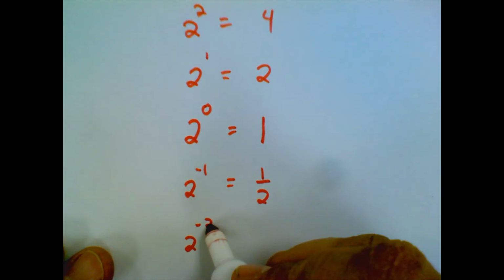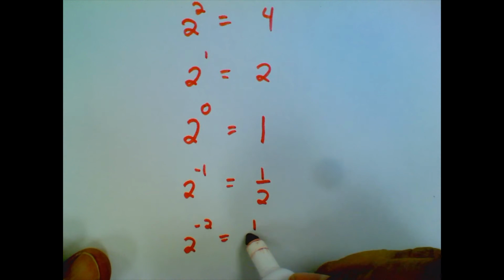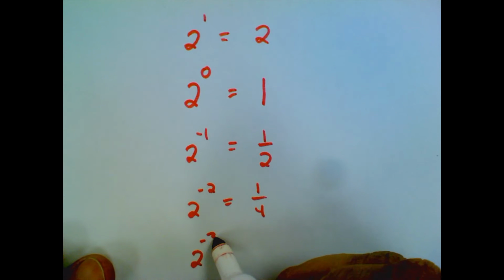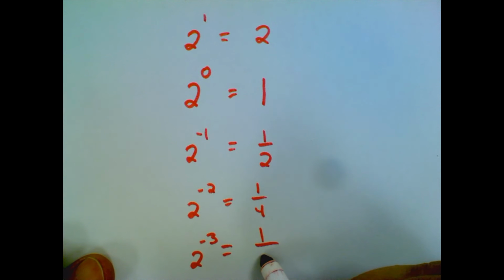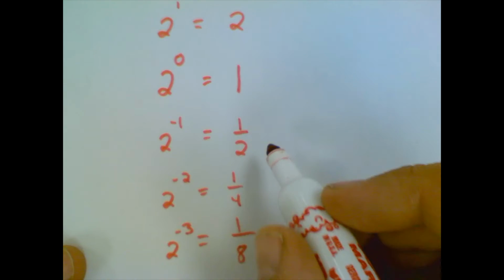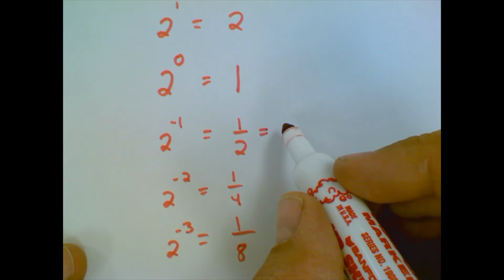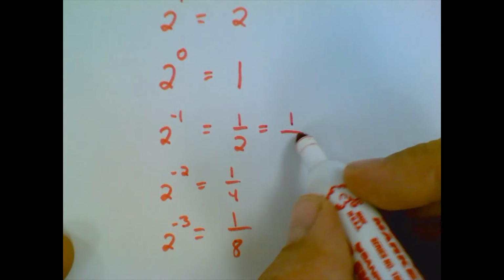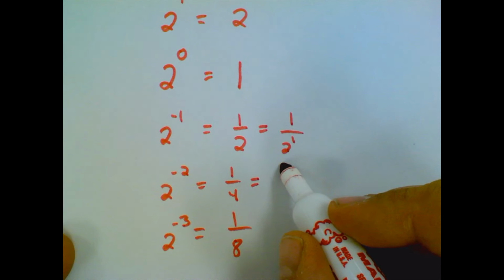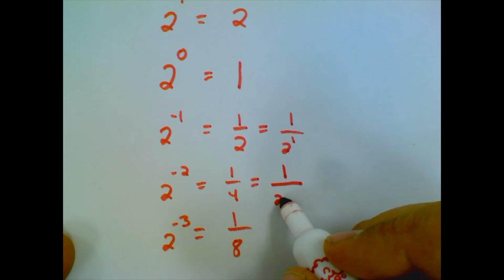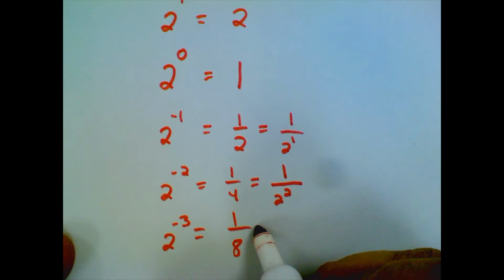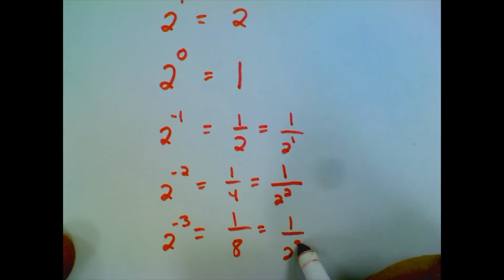2 to the negative second, half of a half is a fourth. Okay, and I'll do one more. 2 to the negative third must be 1 over 8. Okay, and for these negative exponents, let me just rewrite this. I want to make a point here. This is 1 over 2 to the first, another way to write that. Another way to write it would be 1 over 2 squared, right? 1 over 2 squared is 1/4. And this is 1 over 2 cubed.